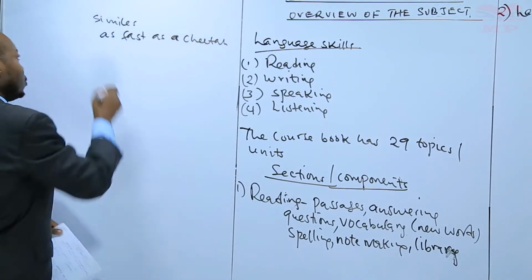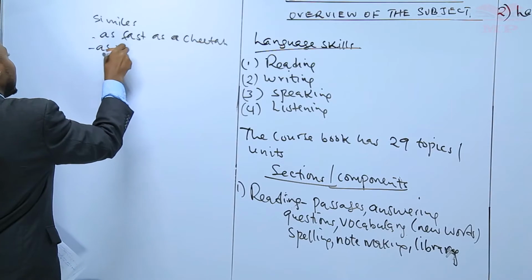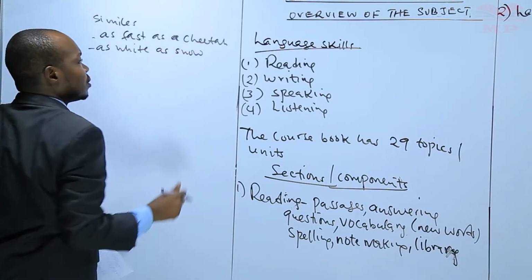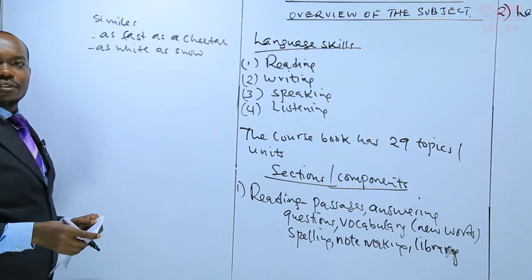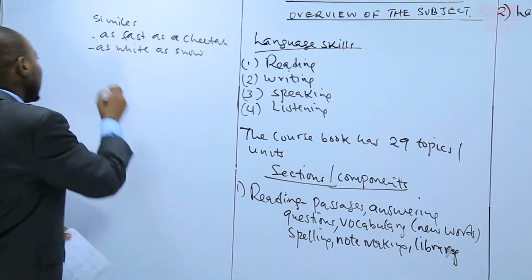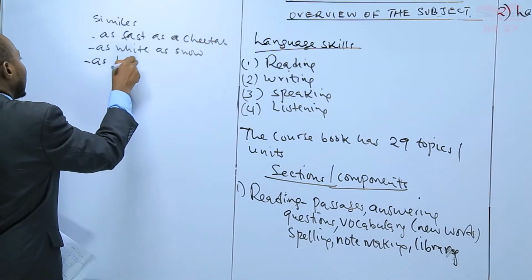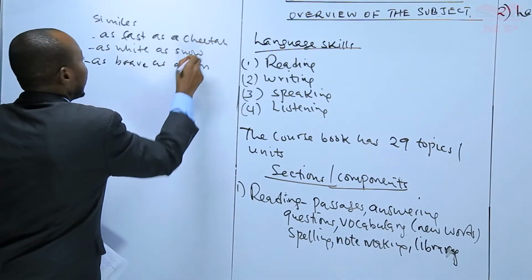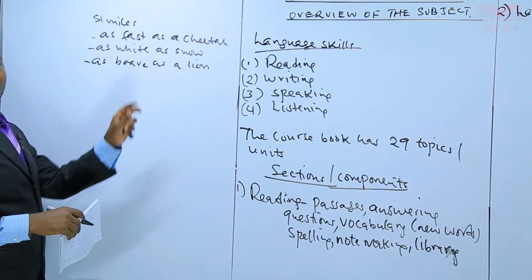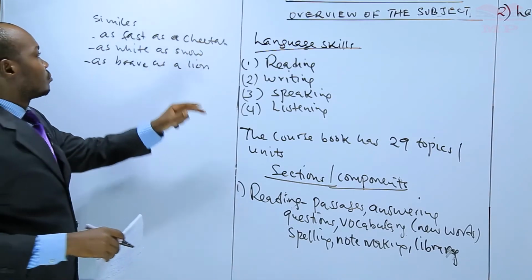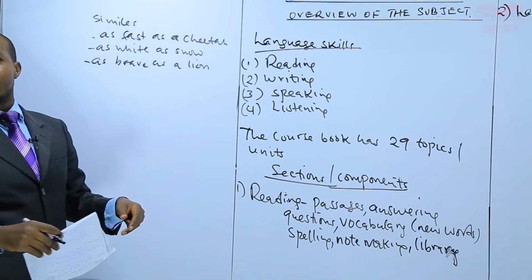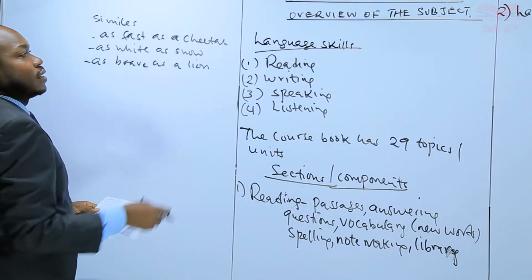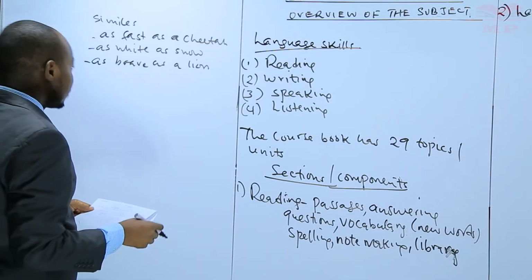Okay. As white as snow. Those are called similes, okay? As brave as a lion. And many more similes. I'm sure you can write even 10 more similes. That is under language use.